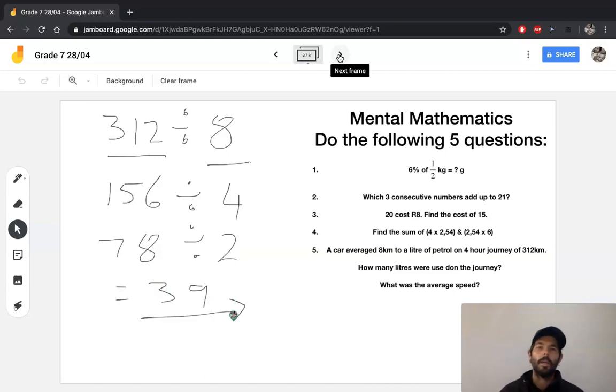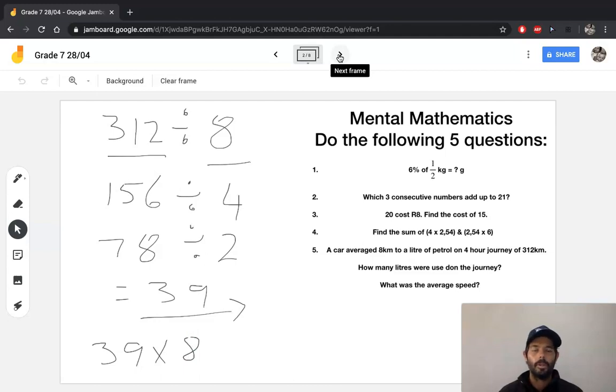Okay, so you get to the same answer. I honestly find the halving strategy a lot easier because I'm just dividing by 2, which I'm sure we're all comfortable with. So it uses 39 liters of petrol on the 312 kilometer journey. How can I check that? If I've used 39 liters and each liter gets me 8 kilometers, then 39 times 8 must give me 312.